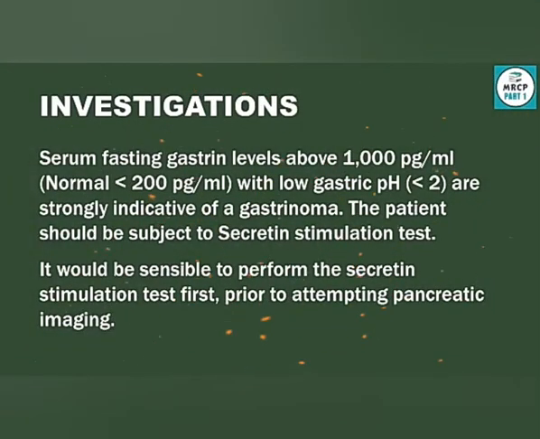Serum fasting gastrin levels above 1000 picograms per milliliter, with low gastric pH, are strongly indicative of a gastrinoma. The patient should be subject to secretin stimulation test. It would be sensible to perform the secretin stimulation test first, prior to attempting pancreatic imaging.